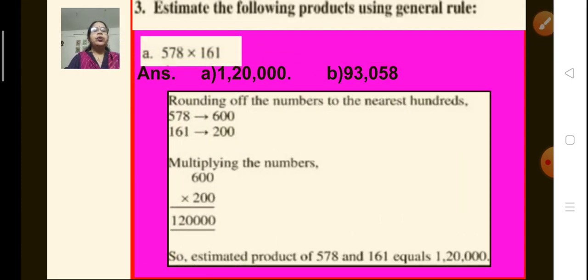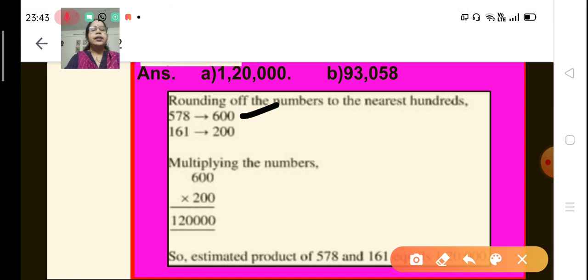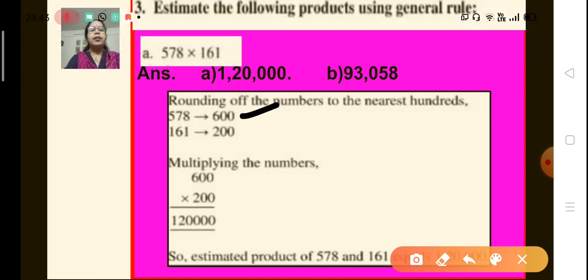Here we have to estimate the product of these two numbers. So, what are the numbers? 578 multiplied by 161. So, 578 can be rounded off as 600, isn't it? And 161 can be rounded off as 200. Now, very easy to get the product. 600 multiplied by 200, we get 1,20,000. So, which is the option? Which is the right option? This is A.